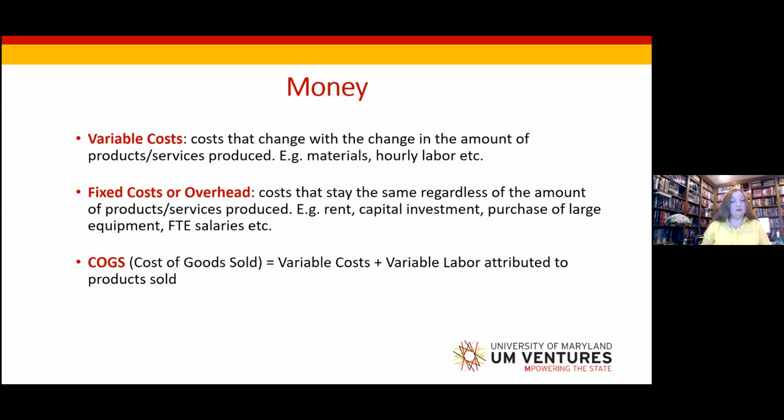So your company will usually have variable costs and fixed costs. Variable costs are costs that change with the change in the amount of products or services produced. So if you're using materials to make something, that's a variable cost. It's going to increase or decrease with the amount of products you produce. If you're using hourly labor, that's also a variable cost. Fixed cost, or overhead, are costs that stay the same regardless of the amount of product or services produced. For example, rent will stay the same, as will any capital investment, purchase of large equipment, full-time salaries and such. COGS is cost of goods sold: variable costs plus variable labor attributed to the product sold.